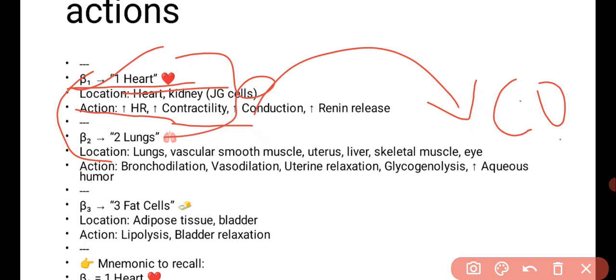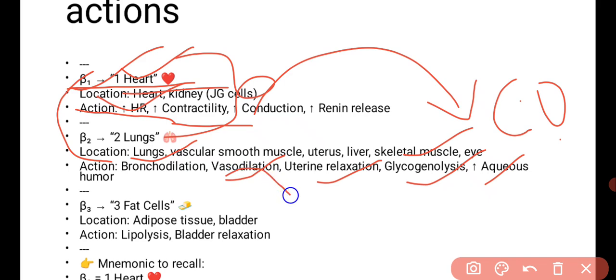But in case of when we use non-selective beta blockers, apart from blocking these effects, they also block the bronchodilation, the vasodilation, the uterine relaxation, the skeletal muscle contraction, the glycogenolysis, and the increased action of aqueous humor. All these effects are also blocked.